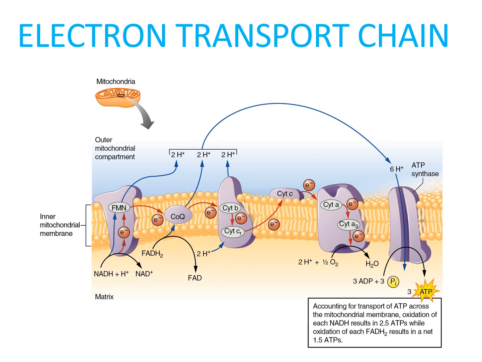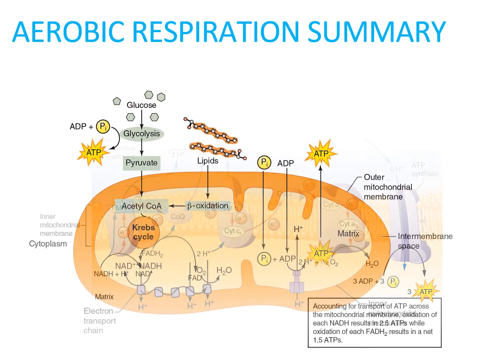There are also about 2.5 ATP per NADH and 1.5 ATP formed per FADH2. This means through the entire electron transport chain, we are going to produce somewhere between 30 to 34 ATP.